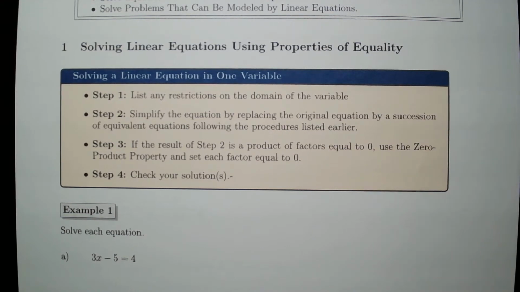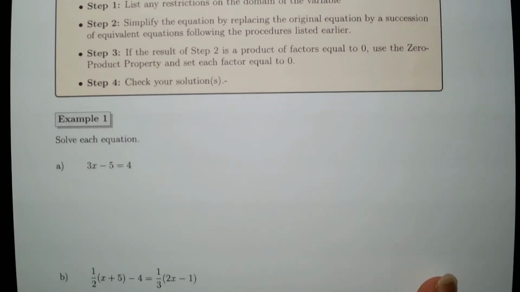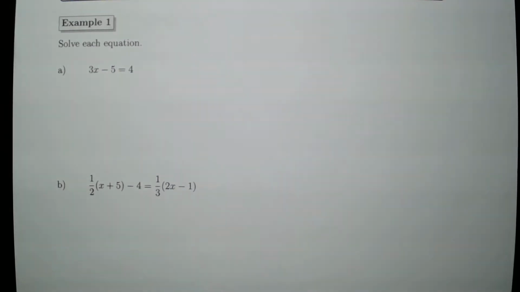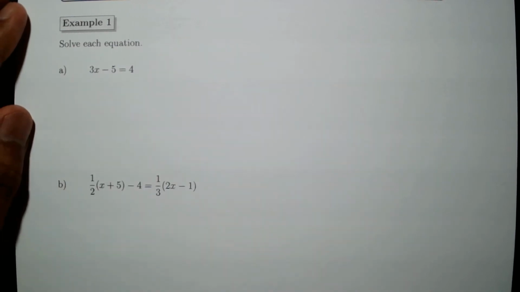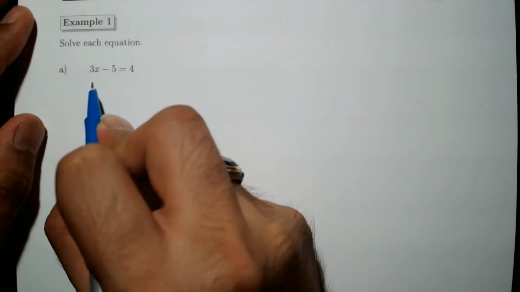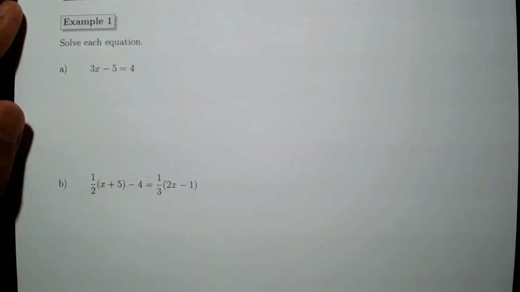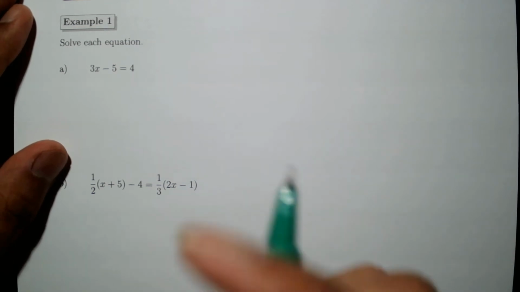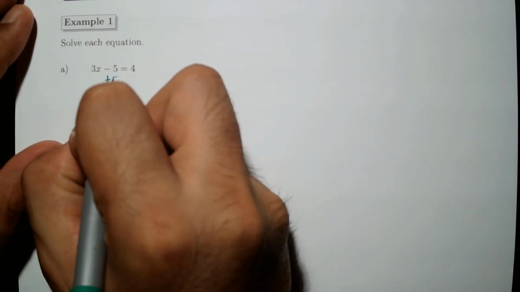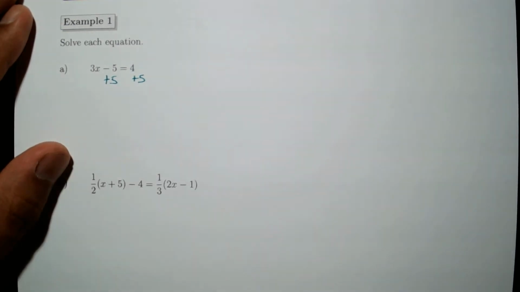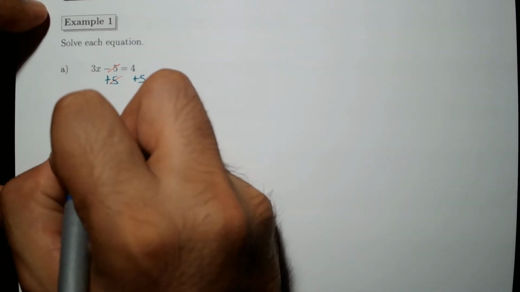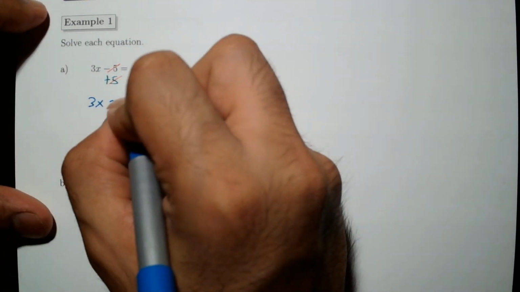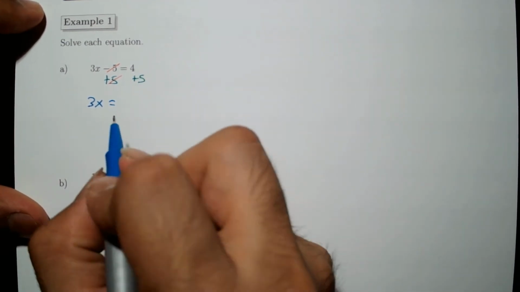Okay, so let's just solve a few examples. A very simple example like this one. They're asking us to solve 3x minus 5 equals 4. Our main goal is to isolate the letter x. So first we are going to add 5 to both sides. That's going to cancel this 5 with that 5, leaving us with 3x equals 4 plus 5, which is 9.